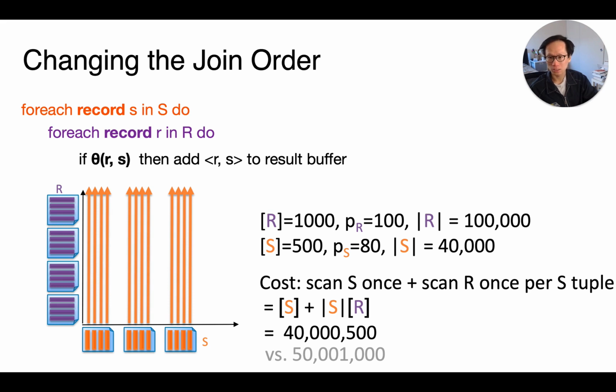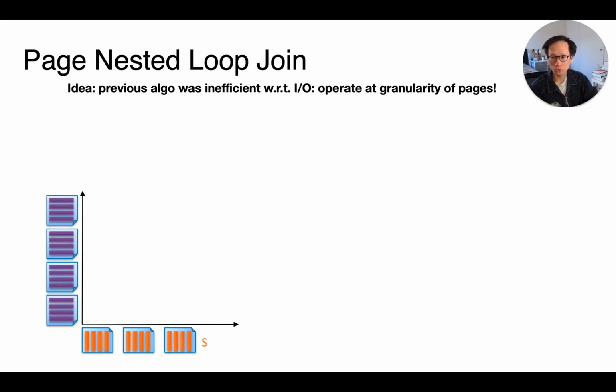So, lesson: pay attention to join orders, as they matter quite a lot. In fact, we will see this in all of our join algorithms. This is the first most simple example where we can do quite a bit better than the simple nested loops join by paying attention to I/O. So let's do that here.